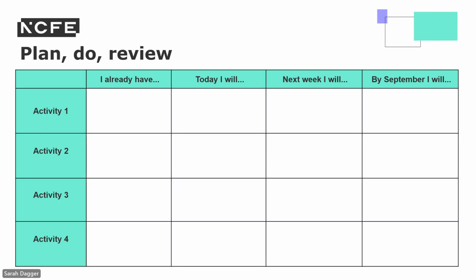So again, looking over the activities that we've discussed that you can do, remember to revisit your plan, do, review. So what you already have, what you want to do today after this session and by next week, and then by September as well. So make sure you keep completing that plan in your workbook just to support you, and make sure you're ticking off those things that you want to do for the qualification.